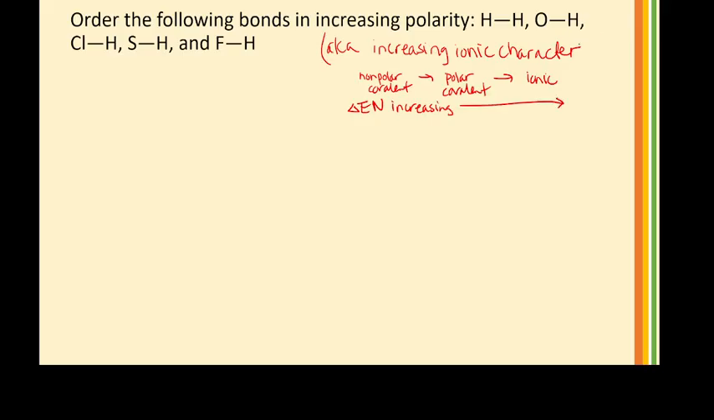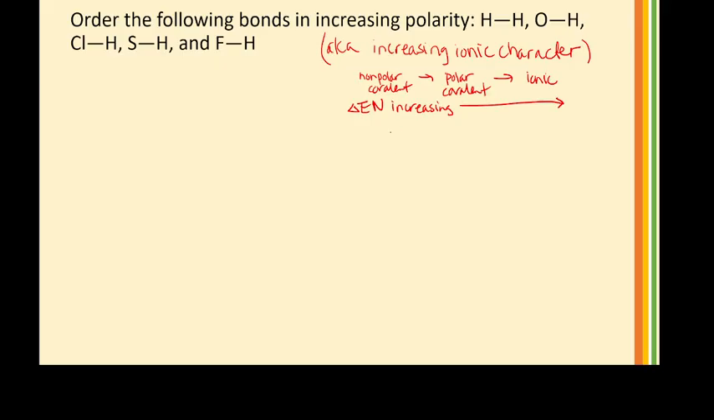So what this is really asking us is to evaluate the difference in electronegativity for each of these bonds, and then to sort them in order from the lowest to the highest, because it's asking about increasing polarity. Of course, you'd have to be very careful about the wording. If it had said decreasing polarity, we would go from the highest change in electronegativity down to the lowest.